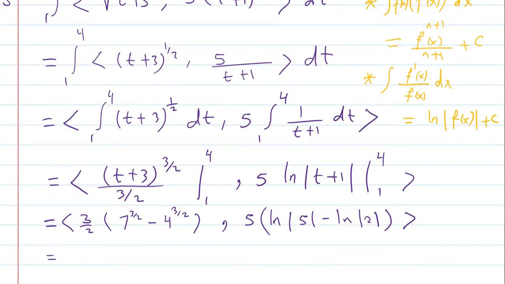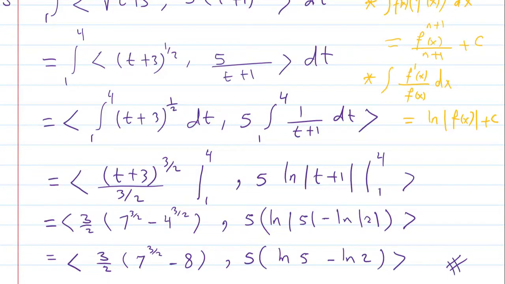So this is equal to the vector with 3 over 2. Here we have 7 to the power 3 over 2. 4 to the power half is 2, and 2 cubed is going to be 8, right? And here we have 5 ln 5 minus ln 2, and this is the final answer.